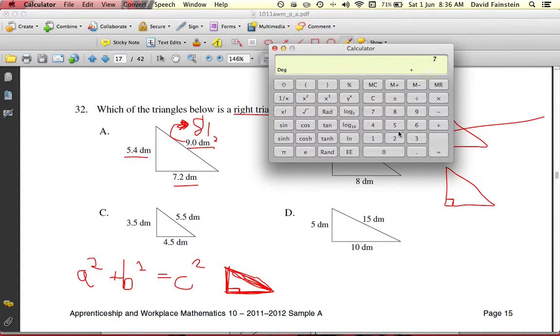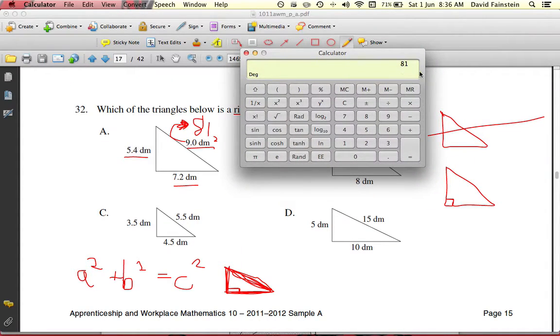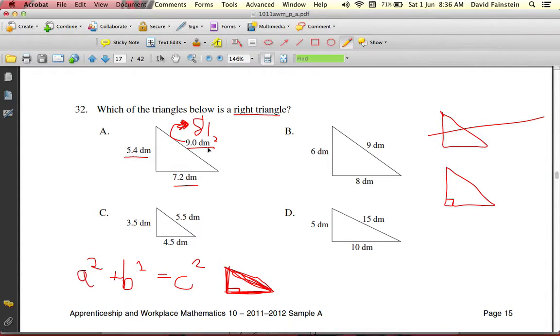5.4 squared plus 7.2 squared. That's not our final number. Equals. Whoa, look at this, 81. Well, that's the number I was looking for. How handy is that?